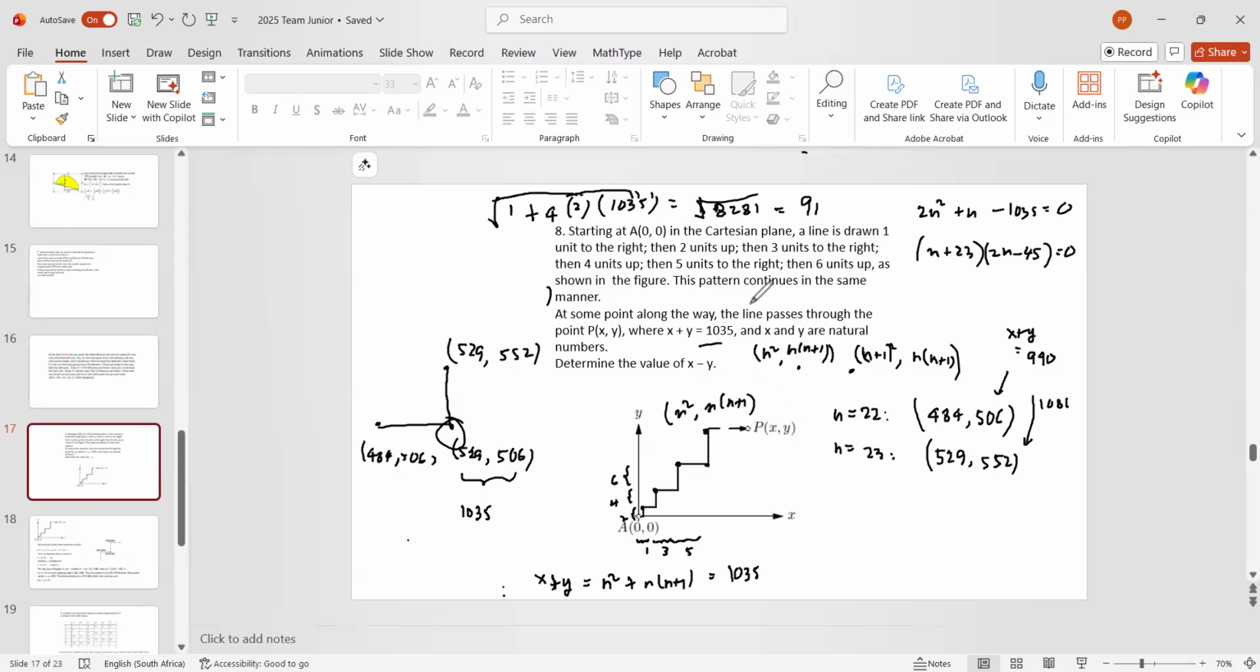That's the point. At some point along the way, the line passes through this point, and we've identified that point as this thing, and calculate x minus y. So x minus y is just the difference between these two. So that's the answer to that question.